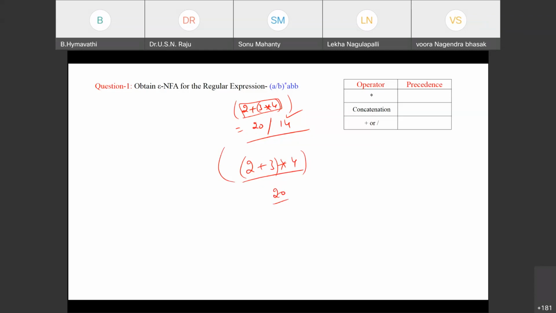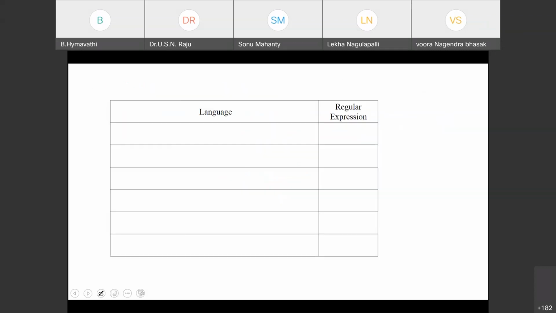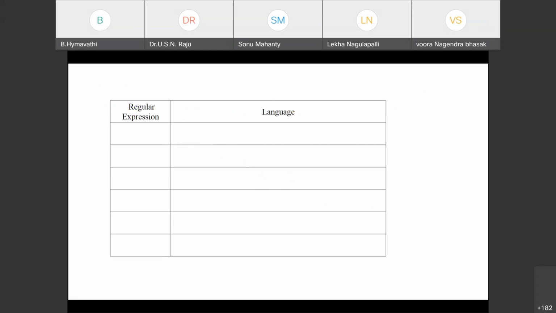In the same way, even in our regular expression, as we know, these are the only possible three operators. Star has the highest precedence, then concatenation is the second one, and plus or the slash is considered to have the least precedence. So this also you should know. Now you tell me some answers for this.